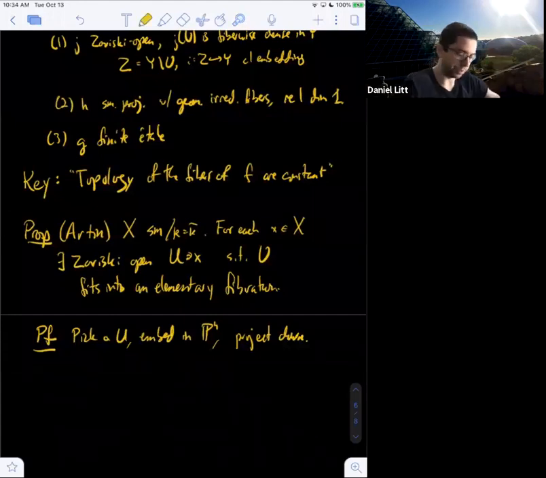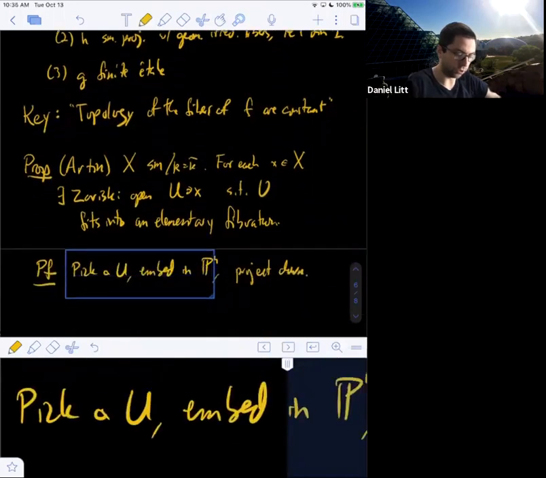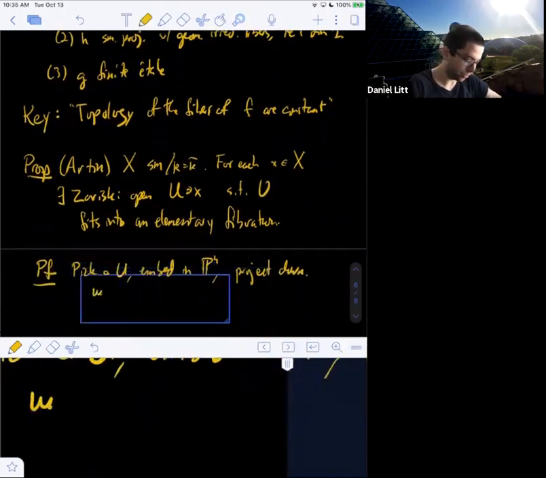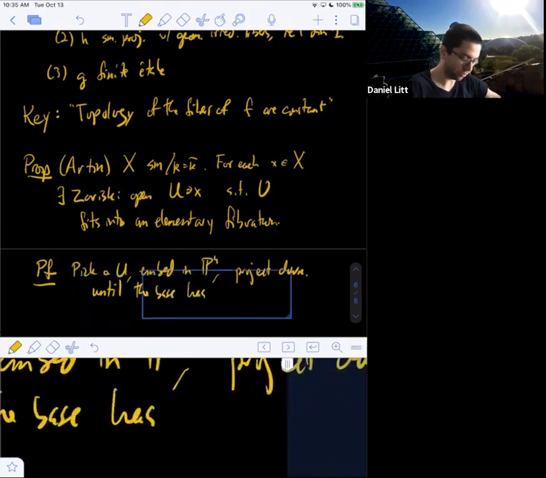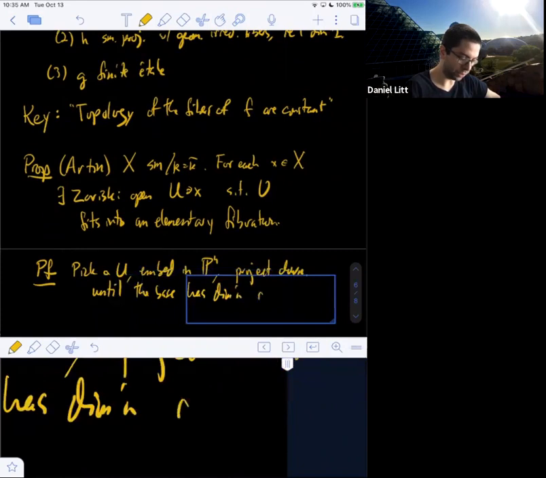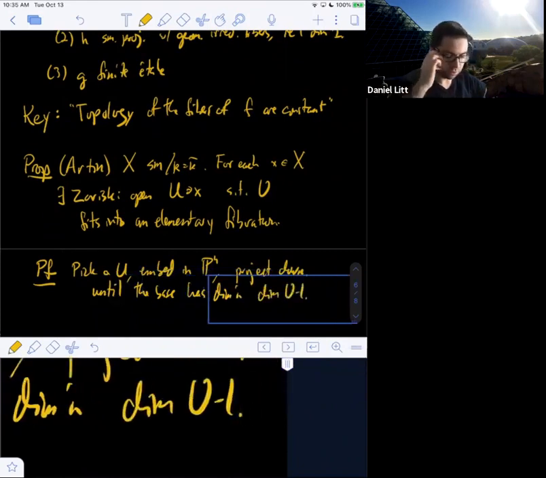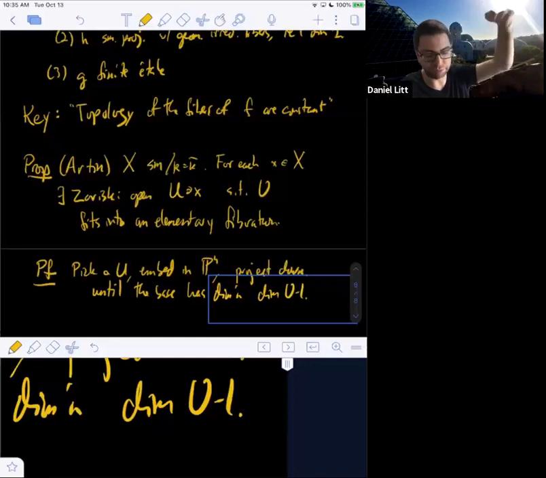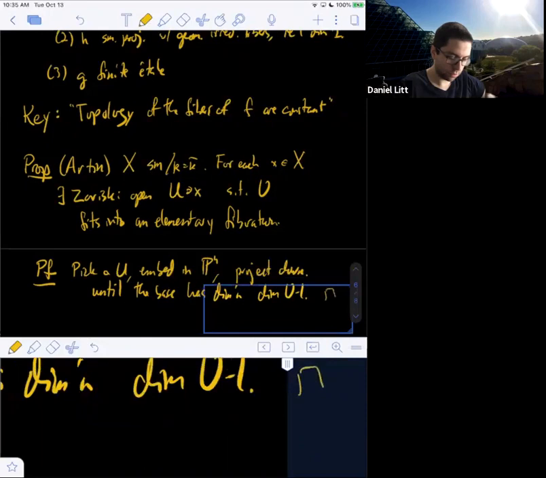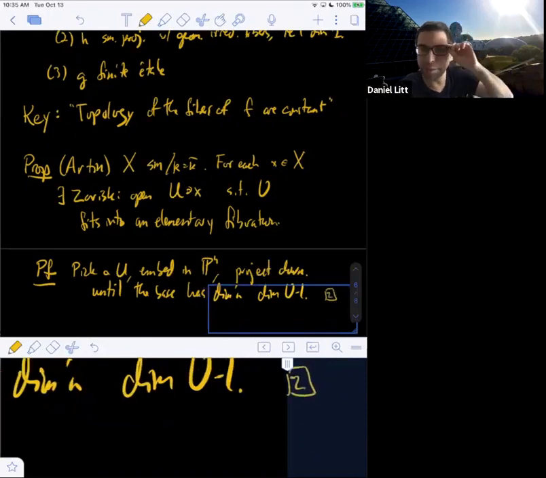Yeah, so maybe let me say what I mean. Just project down until the base has dimension dim U minus 1. So if you do this generically, the base will have a Stein factorization mapping to some open in P^(dim U minus 1). Does that help, Bob? Yes.